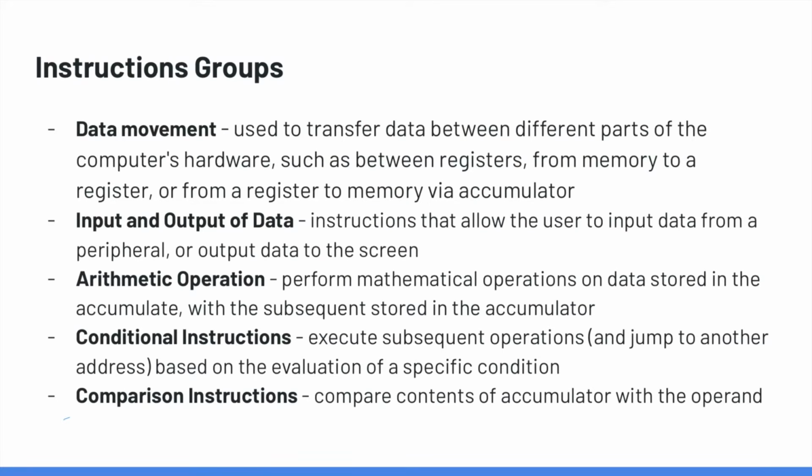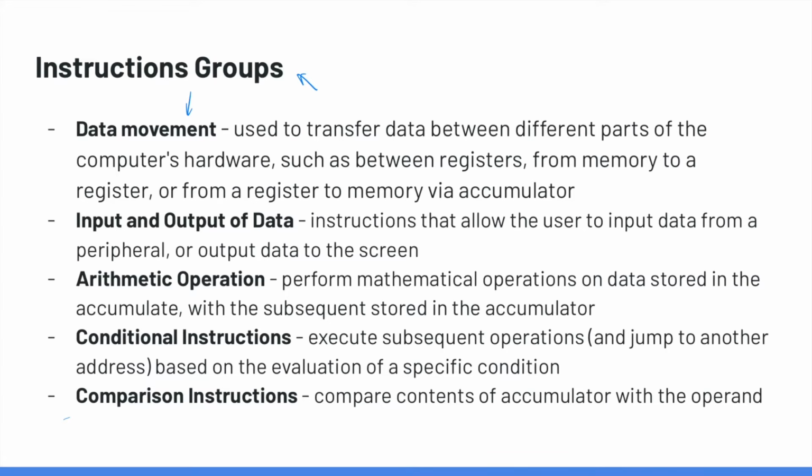As I said earlier, you're not going to have to be able to write assembly code, but you are going to have to be able to understand what assembly code does and some of the concepts surrounding it. So the first concept that we're going to talk about is the concept of instruction groups. Instruction groups are basically just categories of the different types of instructions or commands that we can write using assembly language. The first one is data movement.